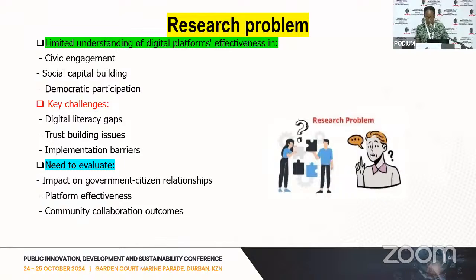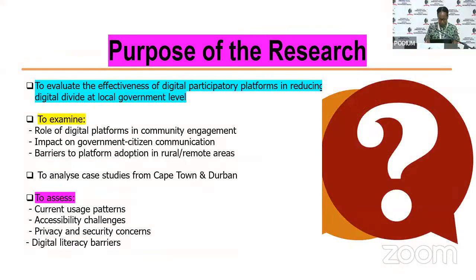The research problem for this paper is that there is a limited understanding of digital platforms' effectiveness in civic engagement, social capital building, and democratic participation. The key challenges are digital literacy gaps, trust building issues, and implementation barriers, and there's a need to evaluate the impact on government-citizen relationships, platform effectiveness, and community collaboration.